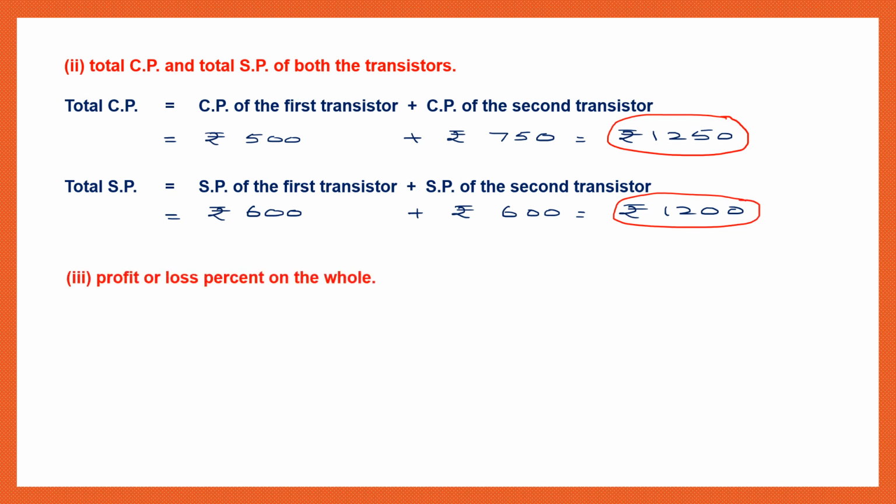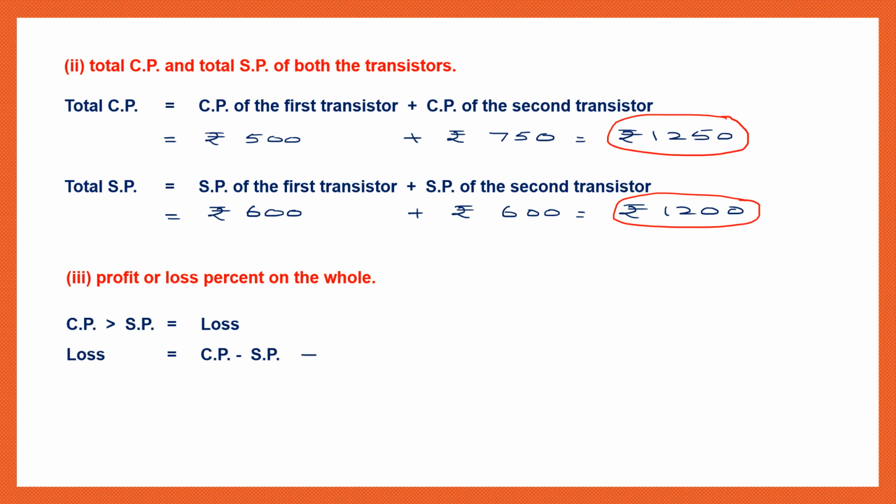Now there's one more question. Profit or loss percent on the whole. Now look at the cost price. Cost price is 1250. They bought it for so much, but they sold it for a lesser price. That means there was a loss. So when the cost price is more than the selling price, there is a loss. Cost price is greater, so there is a loss. Now how do we find the loss? By subtracting these two. So loss is equal to cost price minus selling price.